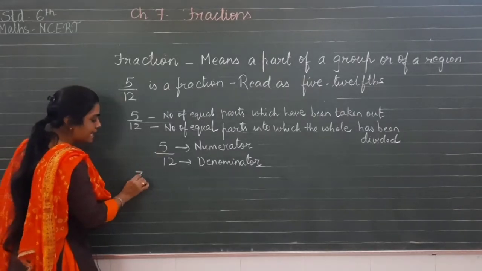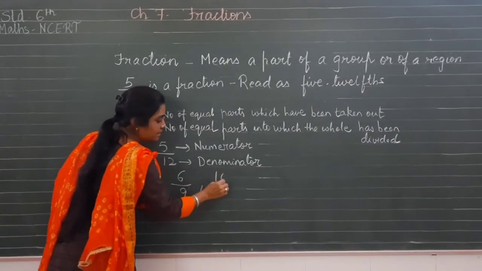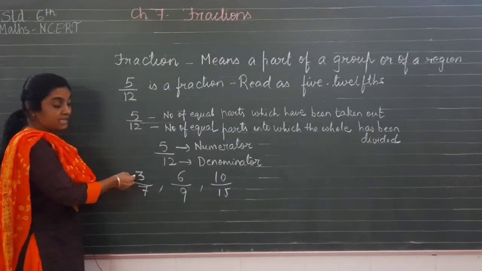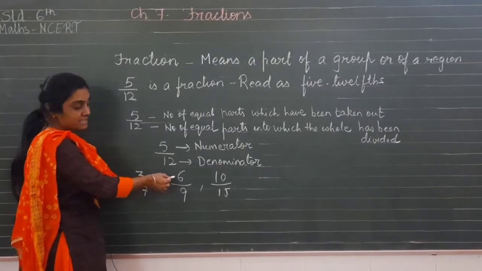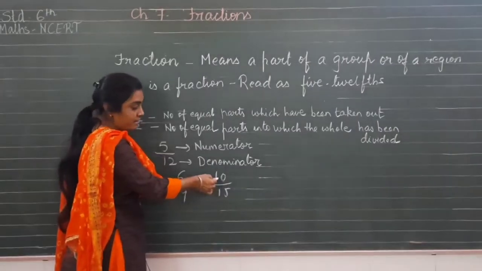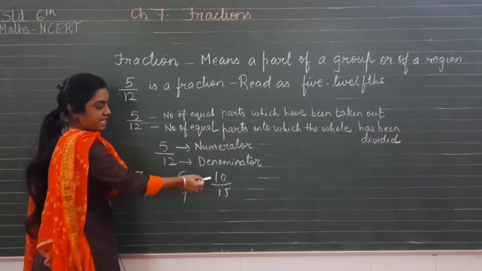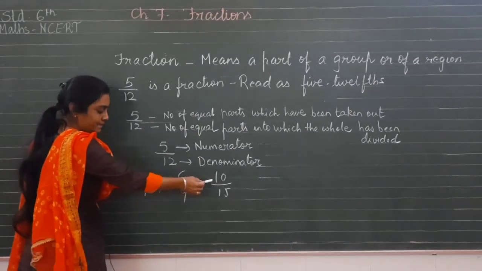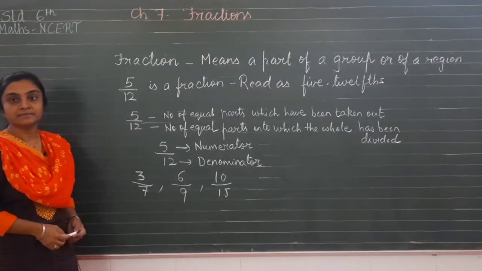We can write other numbers as 3 upon 7, 6 upon 9, 10 upon 15. So these are all fractions. From 7 whole parts, 3 parts is a fraction. From 9 whole parts, 6 parts is a fraction. From 15 whole parts, 10 is a fraction. It is read as 3 upon 7, 6 upon 9, 10 upon 15, where 3, 6 and 10 are called numerators, and 7, 9, 15 are called denominators.